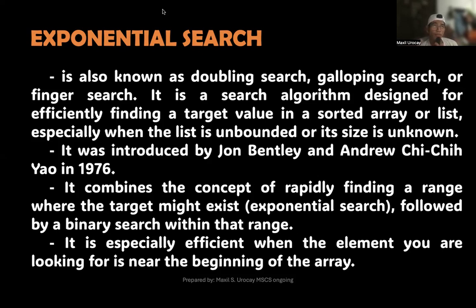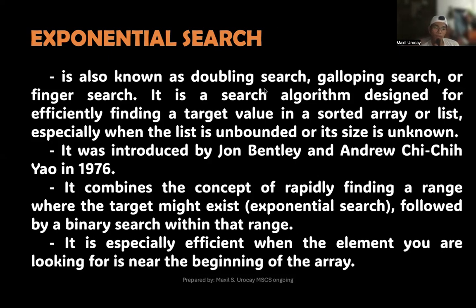So, for example, when you jump from 8 to index 16, the target is in the range between 8 and 16. Therefore, you have to go back to the previous index and do the binary search within that range from 8 to 16. So that's how you will deal with that. It will eventually apply the binary search afterwards.